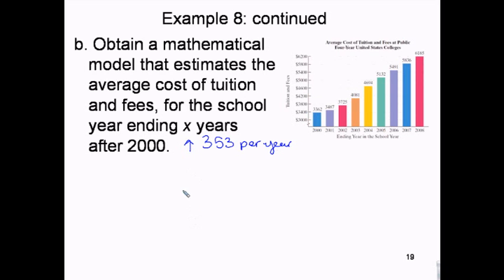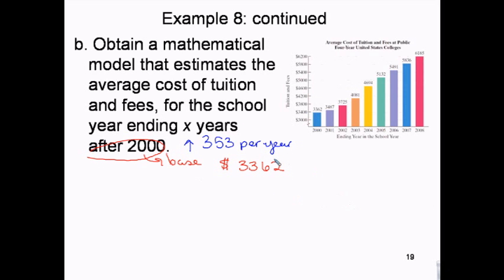Okay, so we're increasing $353 per year. It goes up, right? So we want to know how much would it be X years after 2000? So we create a model based on the price in 2000. So this is our base, 2000. So that price is $33.62. Yeah, $33.62. Okay, so that's our base price.